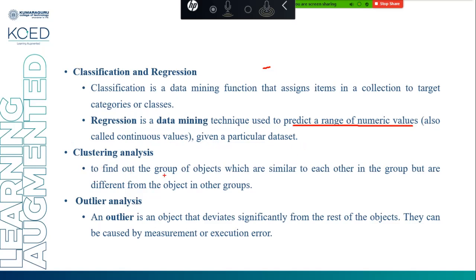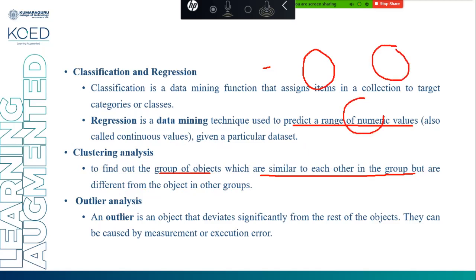Cluster analysis finds a group of objects which are similar to each other in the group, but different from the objects in other groups. This is known as a cluster. For example, I have three clusters: cluster 1, cluster 2 and cluster 3.